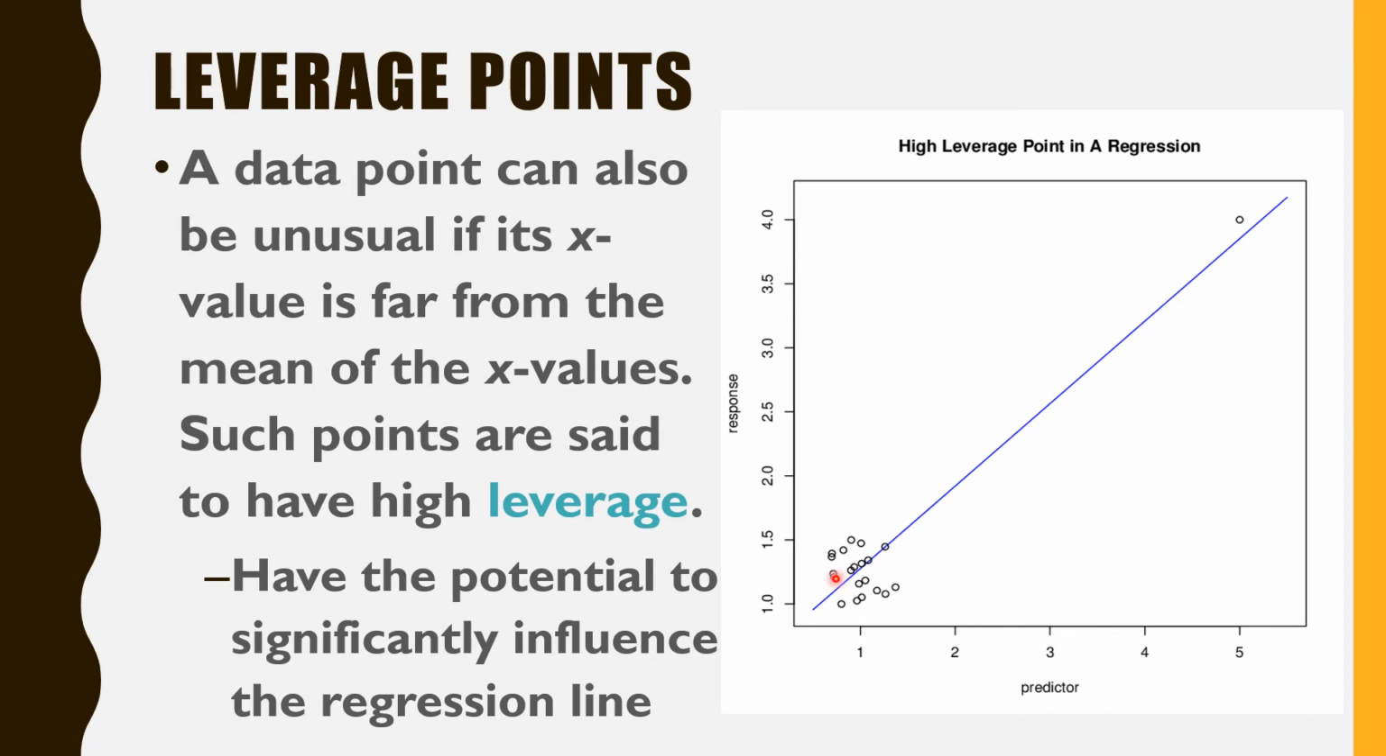For example, if it is very much in line with the rest of our data, it can actually strengthen our correlation. But if it is further below, it can really alter or weaken our correlation. So again, any x value that is really, really far from the rest of our x values, that is what we call a high leverage point.